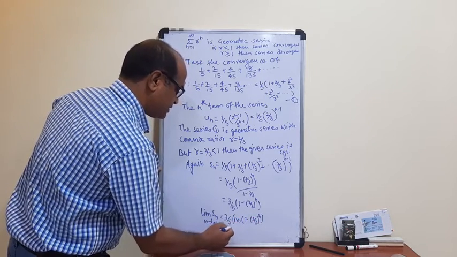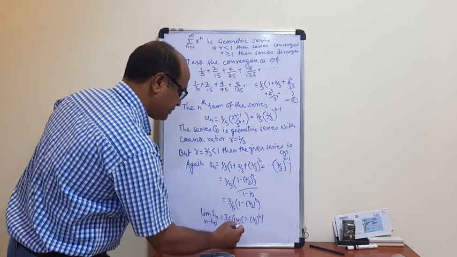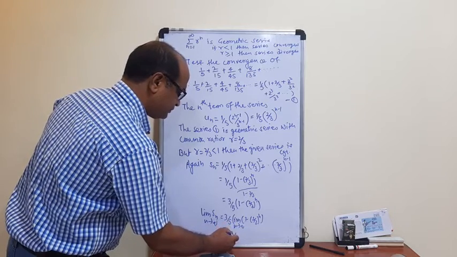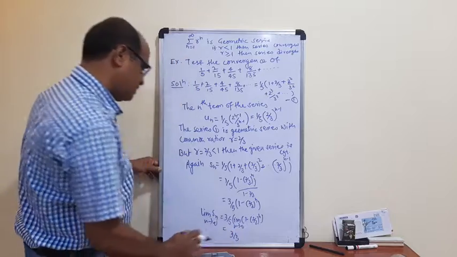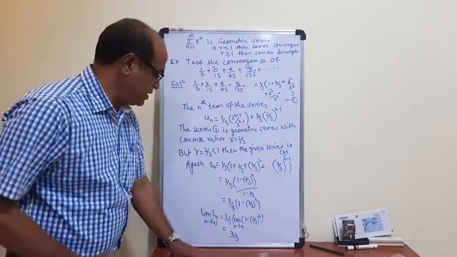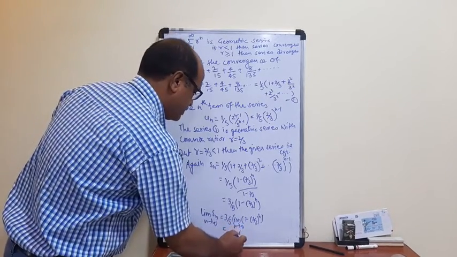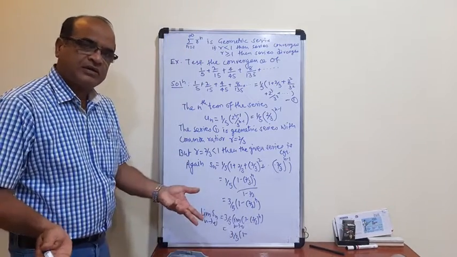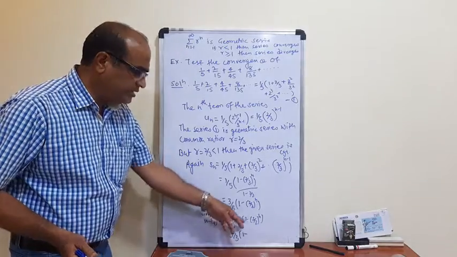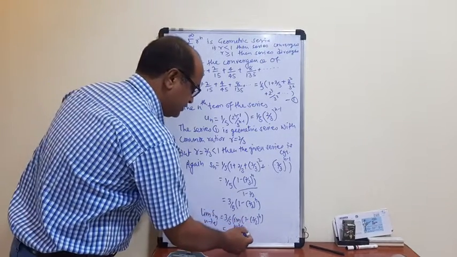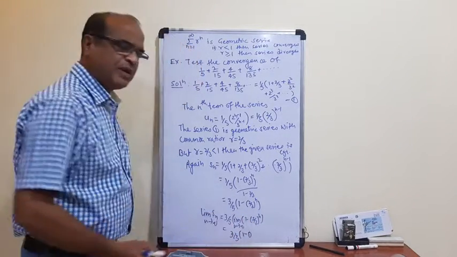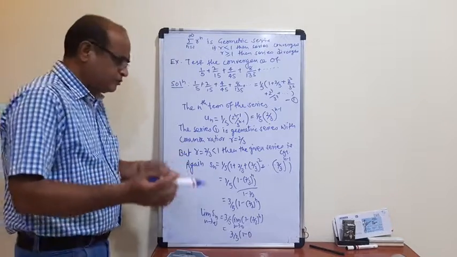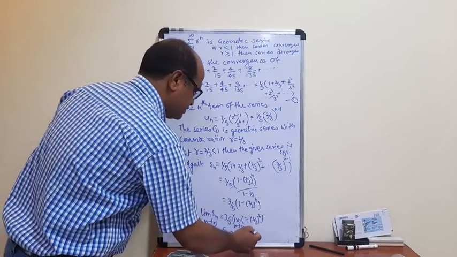So what is the limit of this as n tends to infinity? It is 3 by 5 times the bracket. The limit of this is 1, and 2 by 3 is less than 1, so 2 by 3 raised to n as n tends to infinity is 0 here. So this is 3 by 5.